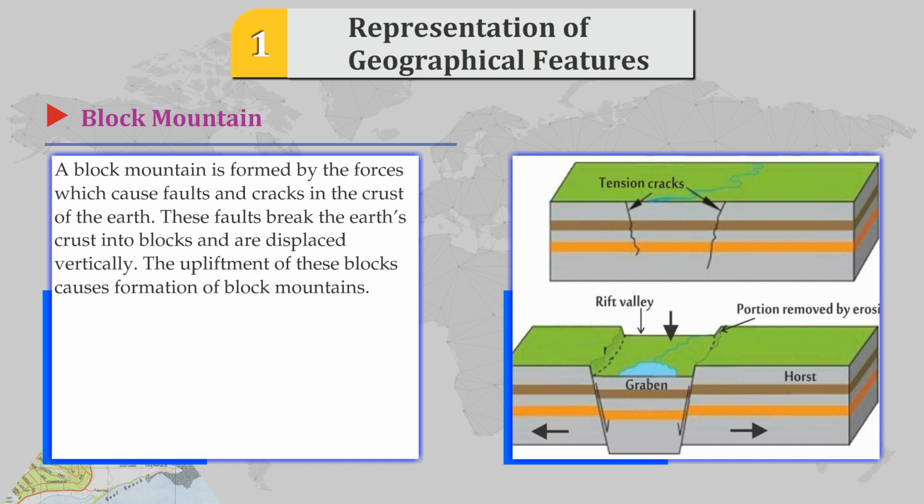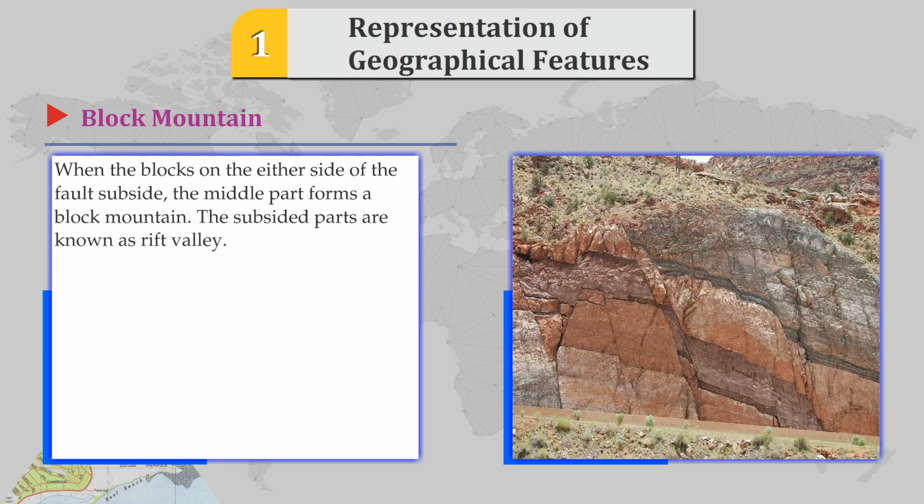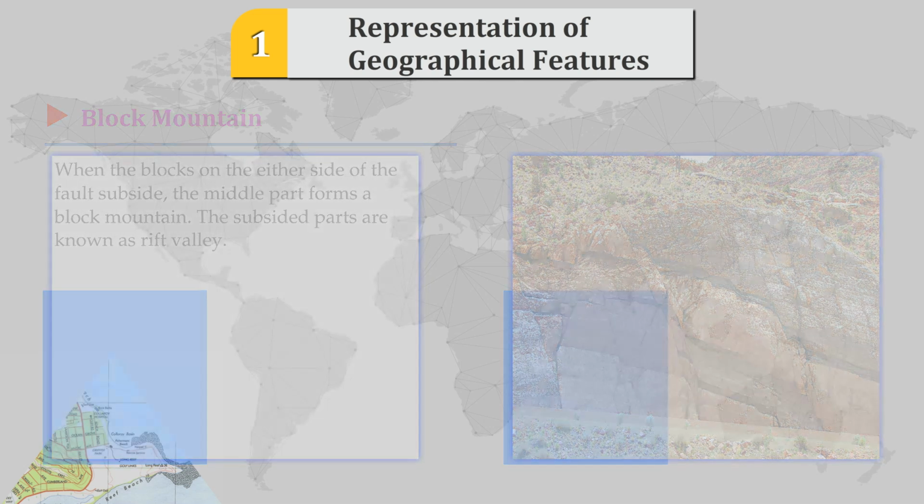Block mountains. A block mountain is formed by the forces which cause faults and cracks in the crust of the earth. These faults break the earth's crust into blocks which are displaced vertically. The upliftment of these blocks causes formation of block mountains. When the blocks on either side of the fault subside, the middle part forms a block mountain. The subsided parts are known as rift valley.